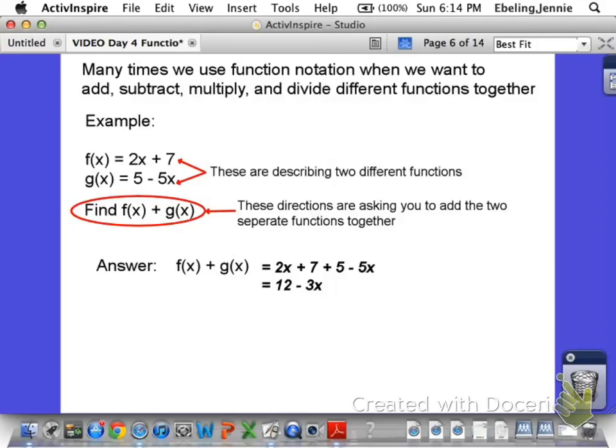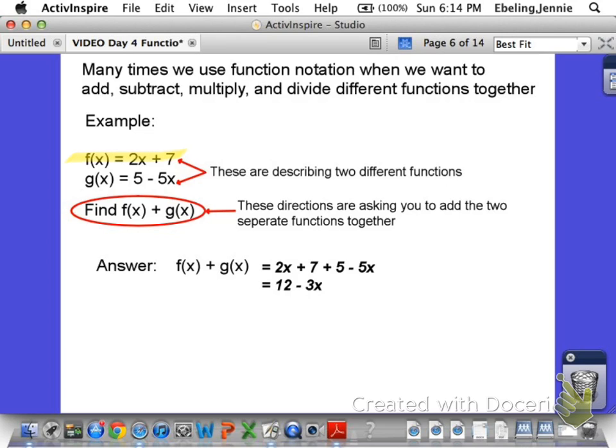This is part 2 of day 4, where we were talking about functions. What we're going to do in part 2 is talk about, when we're given functions, how to add and subtract functions, or multiply or solve equations when they're referring to functions. Let's take a look at this example we have here.